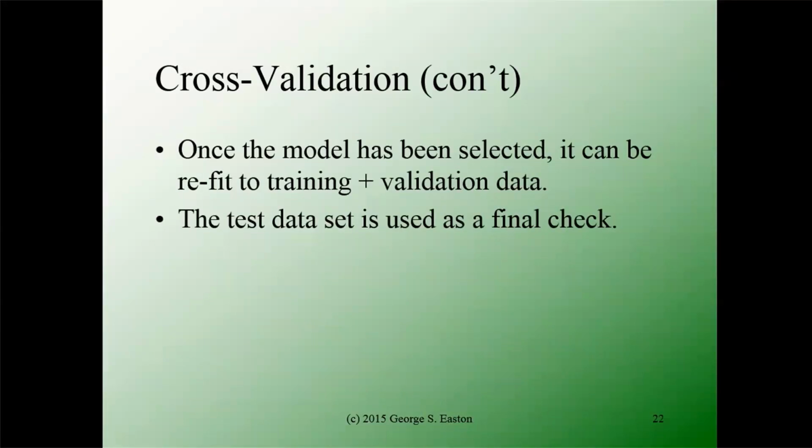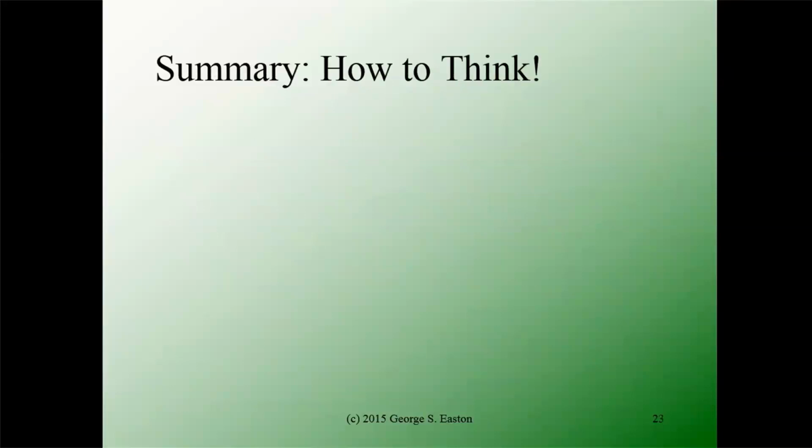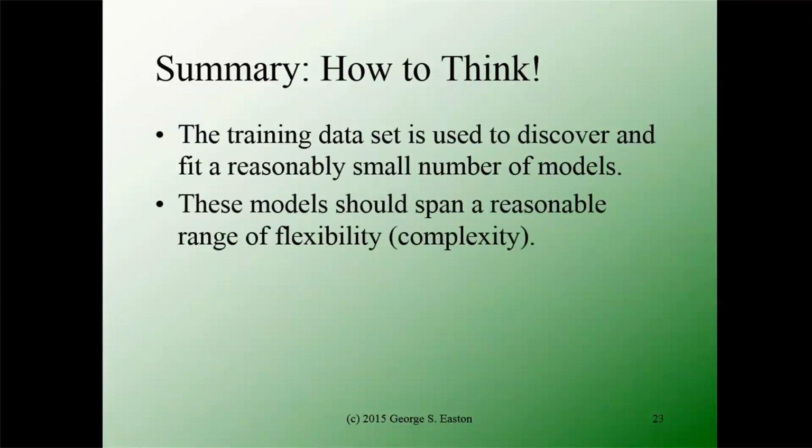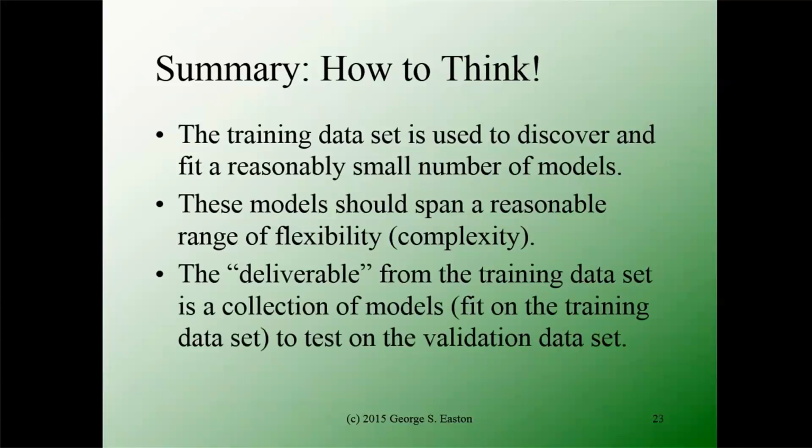So what I've been discussing here is one of the most important and central ideas in data science. So I want to summarize it again and make sure that I've clearly stated how you think about what's going on. The training data set is used to both discover and to fit, which means to estimate the model's parameters, a reasonably small number of models. These models typically should span a reasonable range of flexibility or complexity, because exactly how much flexibility you need to fit the structure of the model without overfitting is typically not clear just by examining the training data set alone. So the deliverable, the thing you should get out of the training data set, is a reasonably small collection of models together with their fits, which means estimates of their parameters based on the training data, that can then be tested on the validation data set.